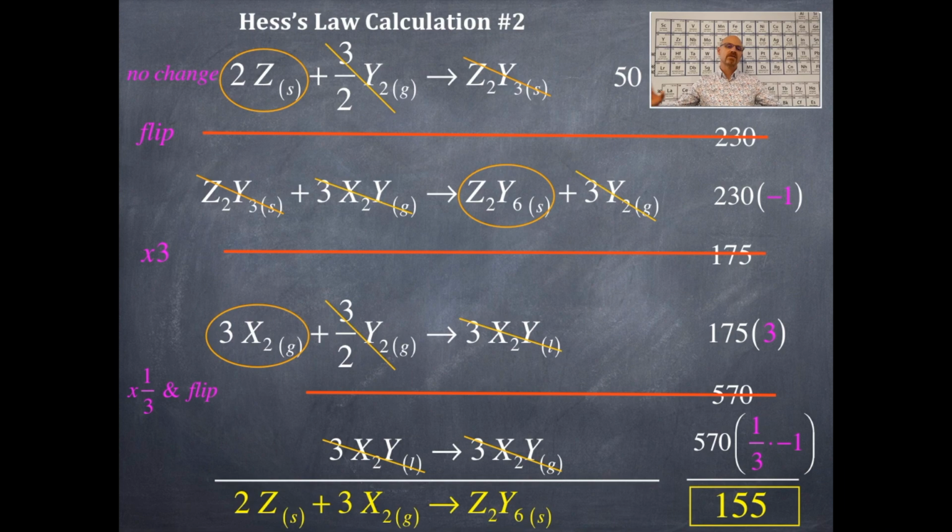I don't have any units on this. I didn't specify any units. If you can do that problem right there, you can do any Hess's Law problem, because that one is complicated with all the Y's, the Z's, and the states of matter. I've done no changes at times. I've flipped it. I've multiplied it. I've flipped and multiplied. So I've done all the possibilities that you can possibly do in a Hess's Law problem.